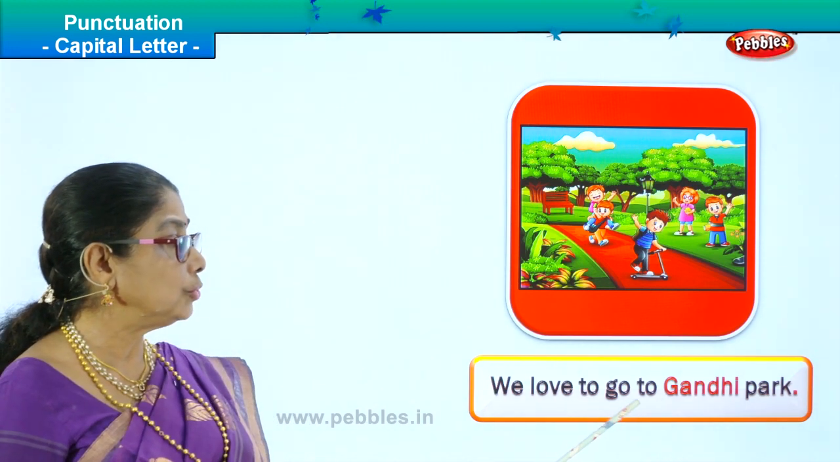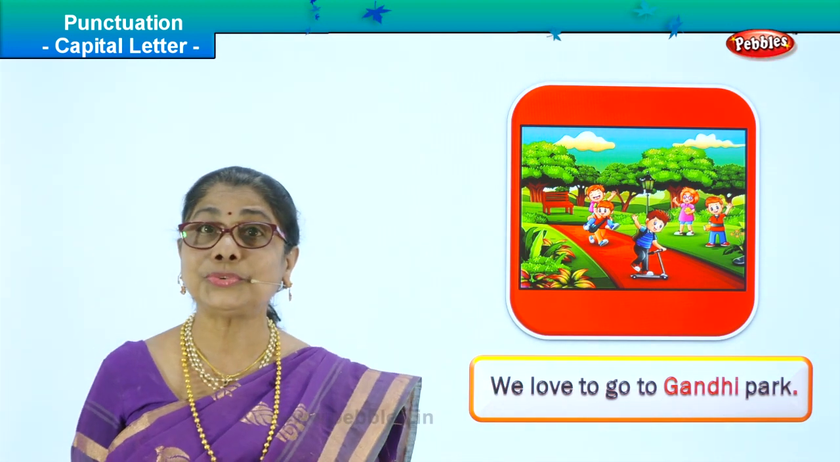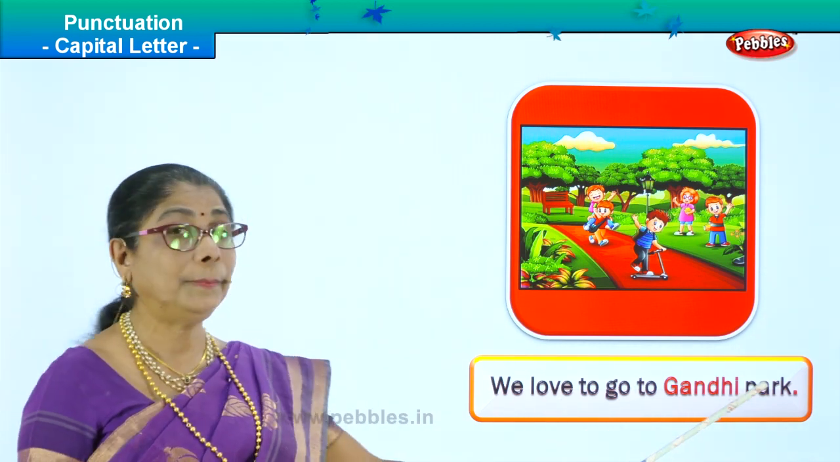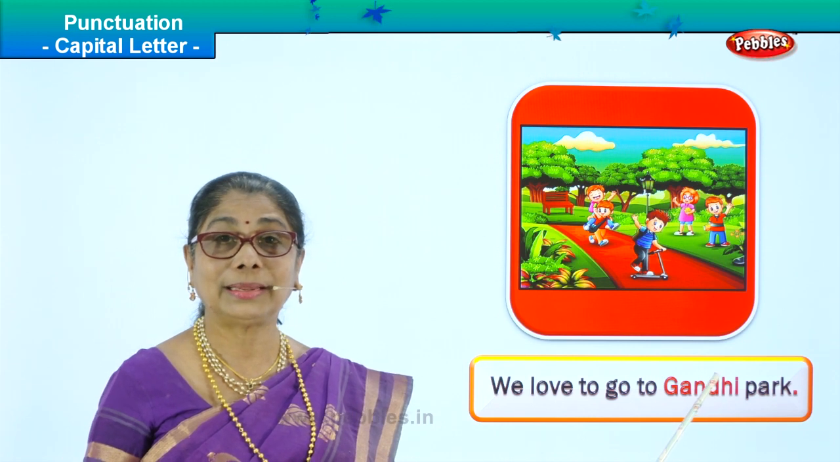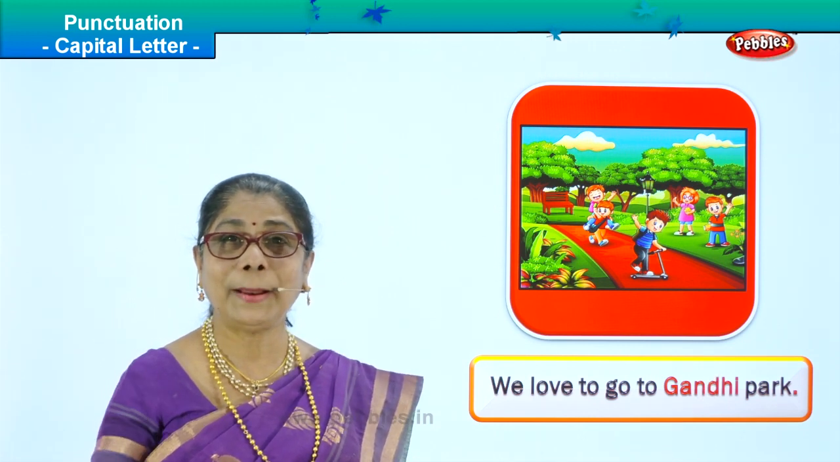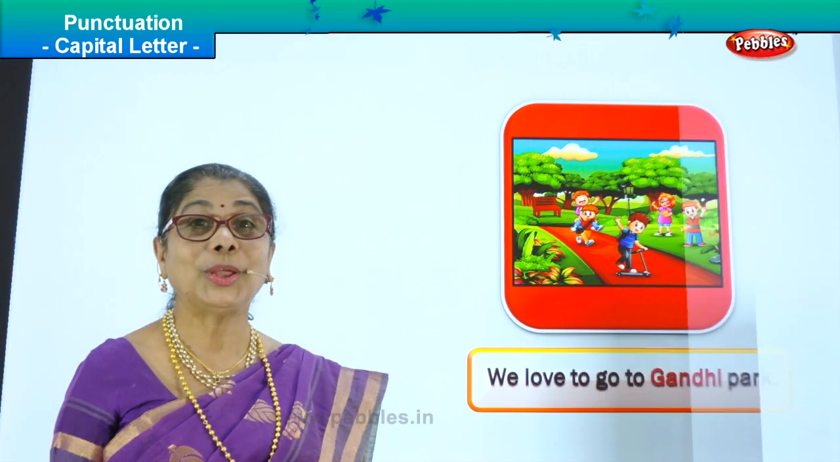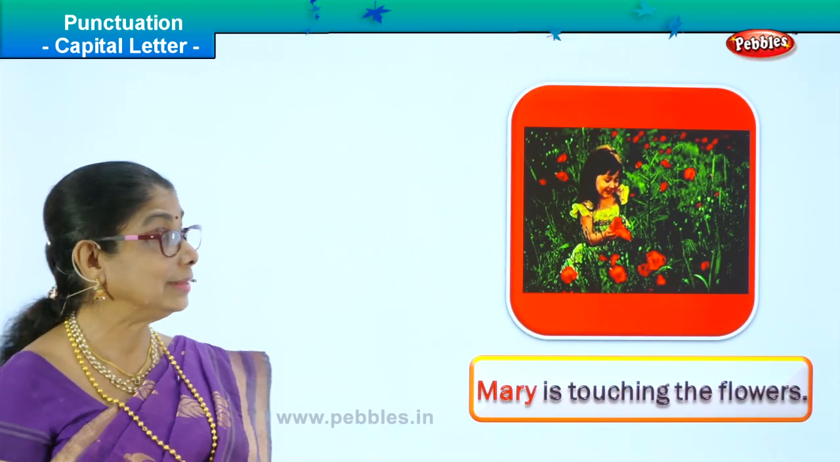We love to go to Gandhi Park, say the children. We love to go to Gandhi Park. Name of that park, capital letter. Name of a park, that is. Good. Shall we look at another picture? We are learning the use of capital letters.